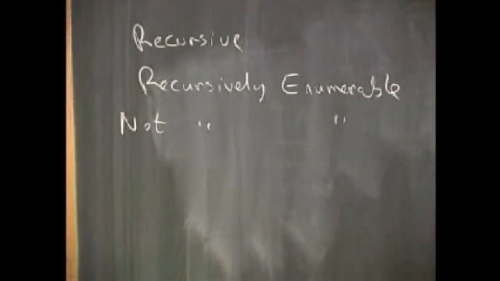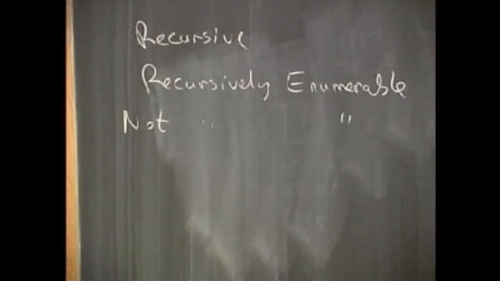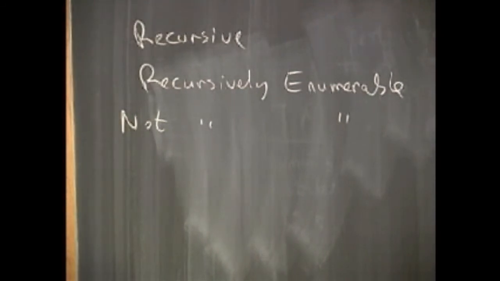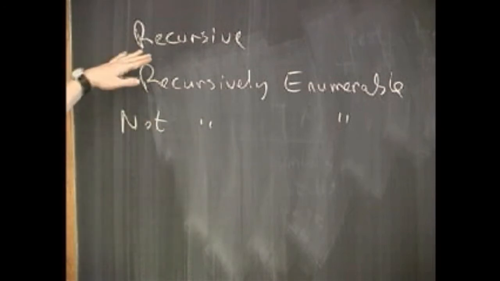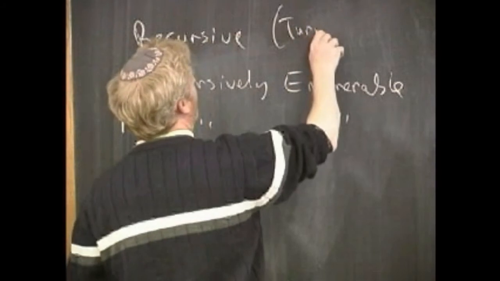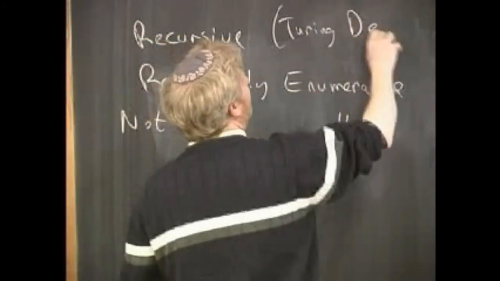Languages that are recursive are sets of strings for which you can write Turing machine programs that always give an answer, yes or no, to every string. It always guarantees to stop. Those are recursive languages. They're also called Turing decidable by our book, or by other people, just decidable.